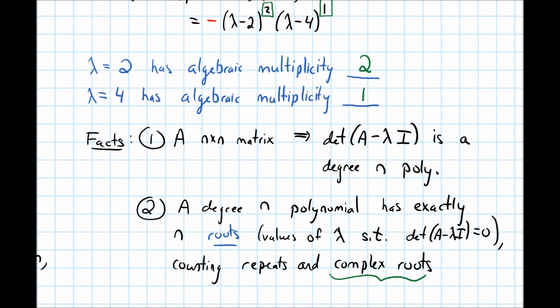And the second fact is a fact from algebra, which is if we have a degree n polynomial, it has exactly n roots. By roots, I mean values of lambda such that our polynomial is equal to 0. That's what a root is, something that I plug into a polynomial to make it equal 0. This is true if we count repeats, like in this example up here, lambda equals 2 was a repeat. It occurred twice. And if we count complex roots, so complex solutions.